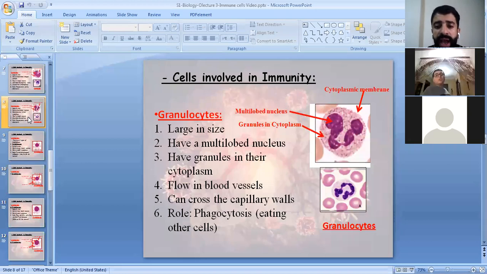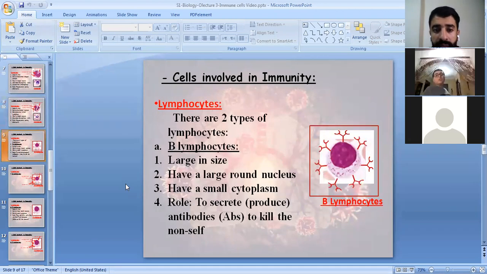Let's move to the second type of cell, which is the granulocyte. Granulocytes have a multi-lobed nucleus, as seen here, more than one lobe. They are connected to each other. It's called a multi-lobed nucleus. They are large in size. They have granules in their cytoplasm. That's why they are referred to as granulocytes. They can flow in the blood vessels. They can cross the capillary wall, and they have a role in phagocytosis, meaning eating other cells.